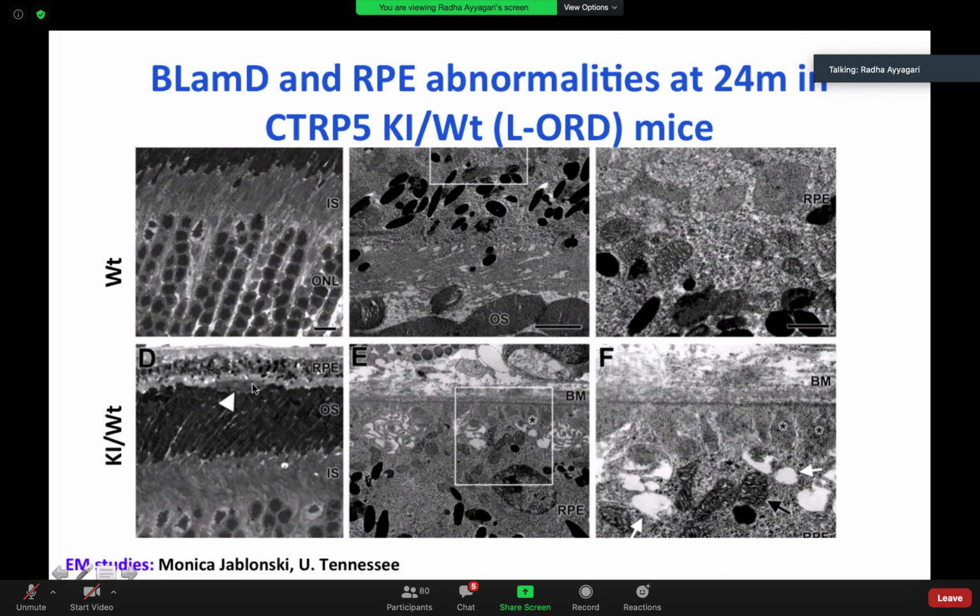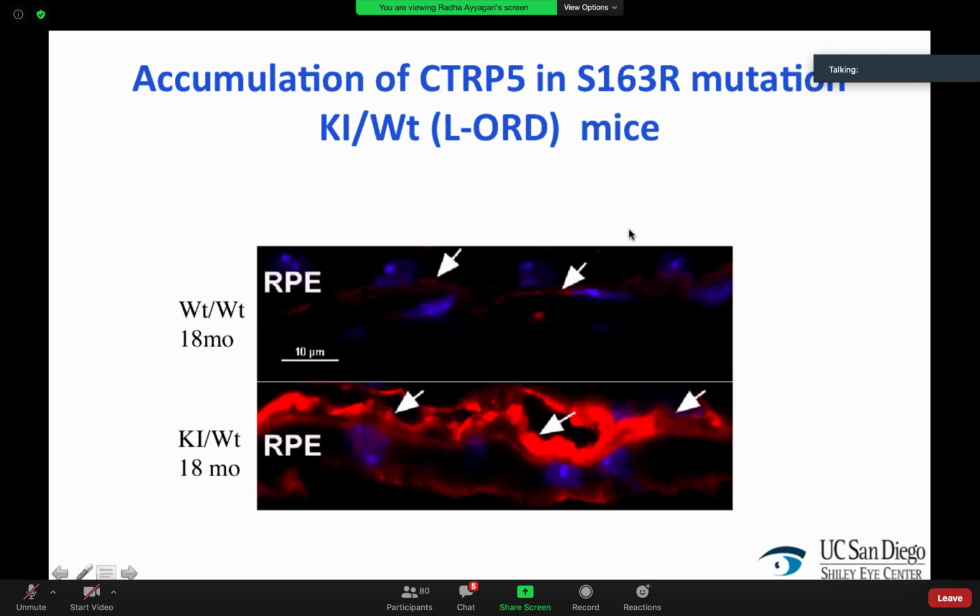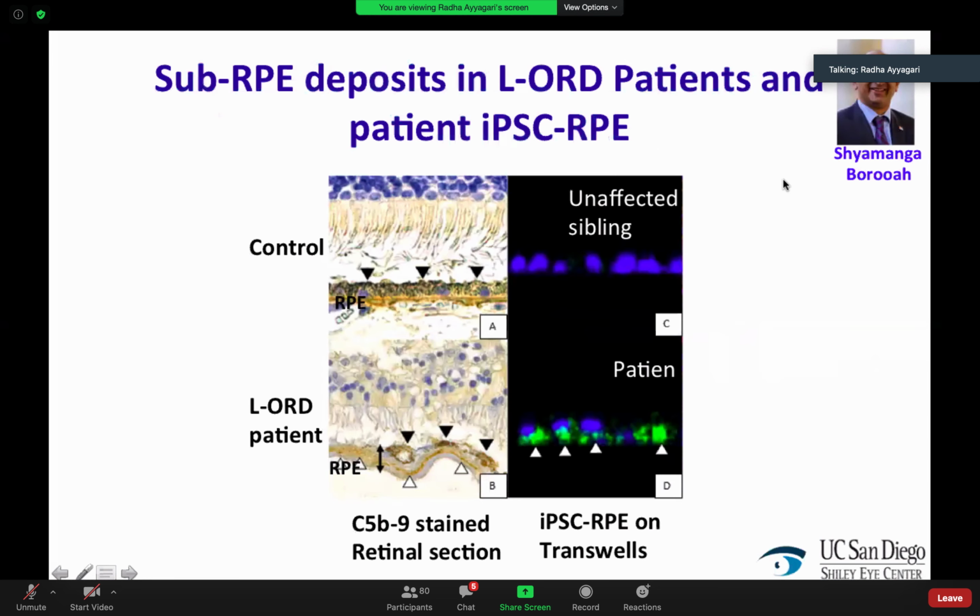You can see the formation of deposits, and more significant, the material that is filling the basal laminar or basal infoldings in these mice. We also observed mitochondrial abnormalities. When we performed immunohistochemistry using the CTRP5 antibodies, you can see at 18 months there is significant signal of CTRP5 compared to the age-matched wild-type control mouse. Red is CTRP5 accumulating in this sub-RPE region.